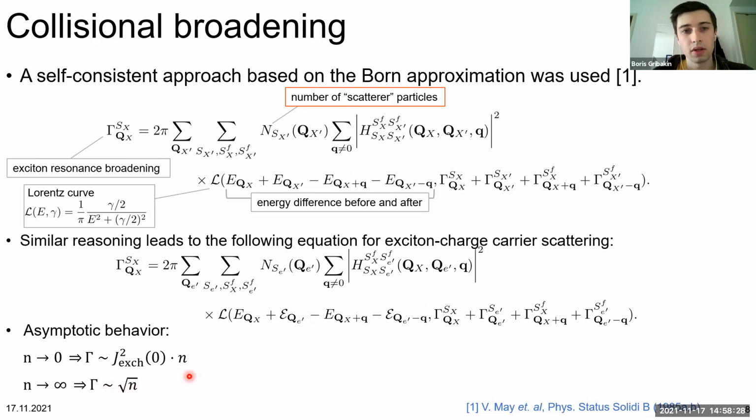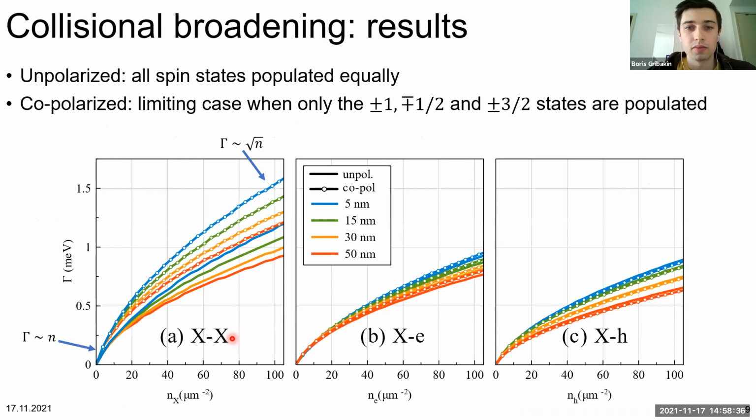So these equations can only be solved numerically, even in the simplest of cases. But yeah, here are the results, and you can actually see that the broadening does start out as linear, and then it becomes sublinear as the densities increase.